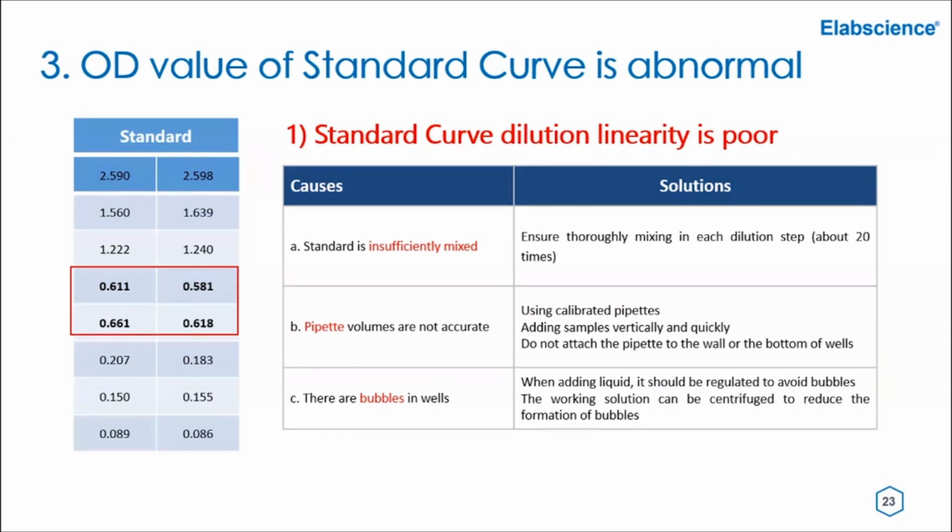For insufficiently mixed standards, please ensure thorough mixing in each dilution step. For inaccurate pipette volumes, please use calibrated pipettes and add samples vertically and quickly. And to avoid bubbles, please centrifuge the working solution. It can reduce the formation of bubbles.